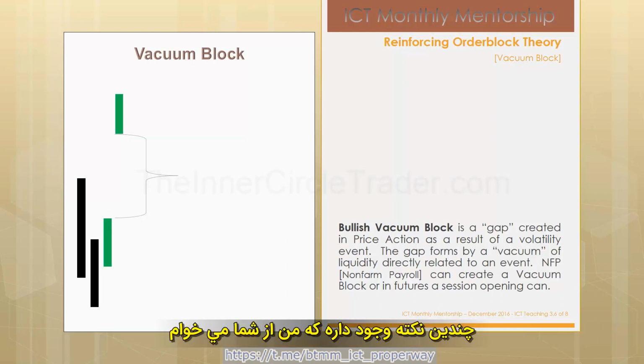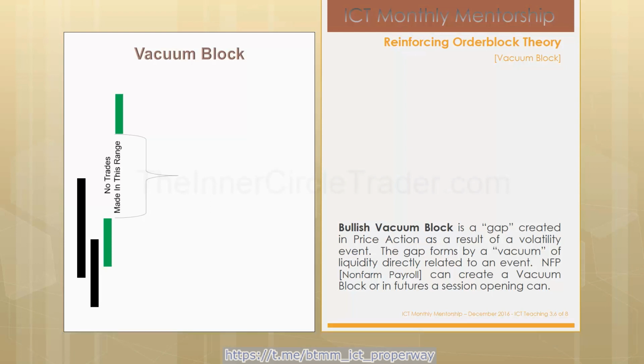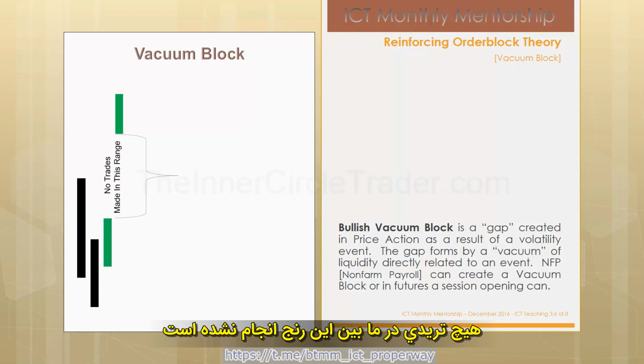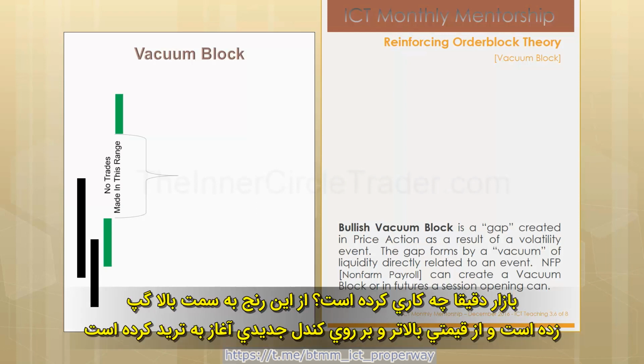There's some points that I want you to take special notice of as we go through this, but for the most part we're going to anticipate that move to fill in. But first we have to identify that gap in a specific manner. Because after looking at the gap, we come to the realization again that there's no trades being made in this range. So if there's no trades in that range, what's the market actually done?